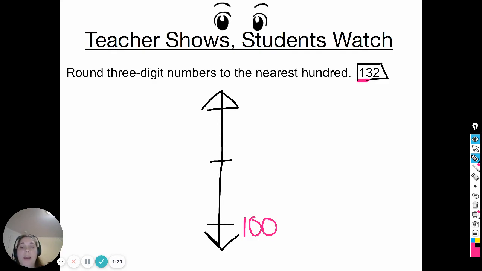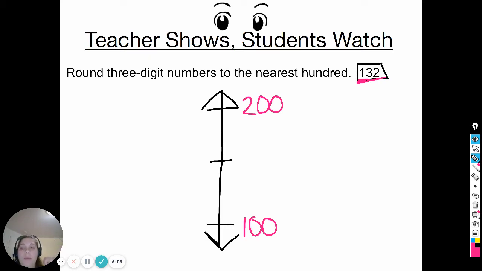Now I'm going to take that 100 and I need to go up one more 100. Well, 100 plus 100, or 1 plus 1, is 2. So we have 2 hundreds. So a 2 with a 0 in the tens and a 0 in the ones place. So I know that the number 132 is somewhere in between 100 and 200.